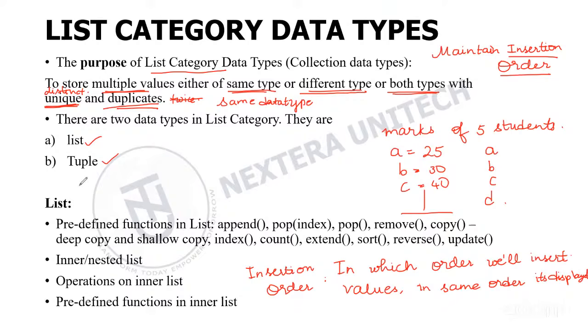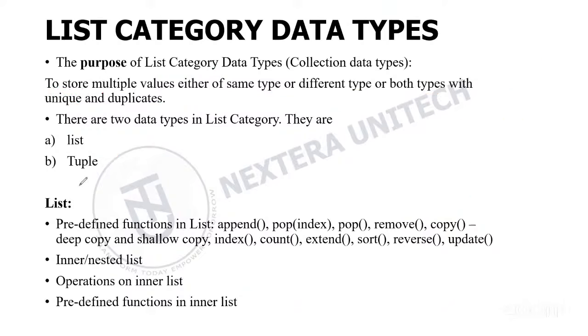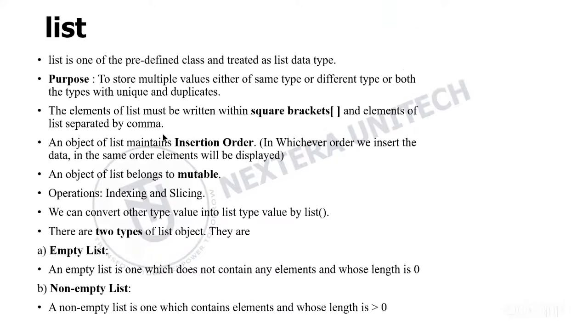So let's start with list first. List is one of the predefined classes and it is treated as a list category data type. List is like a collection of items stored inside square brackets. To represent a list, we use square brackets, and each element should be separated with commas. Like if you have two values, they should be separated with commas and represented with square brackets.